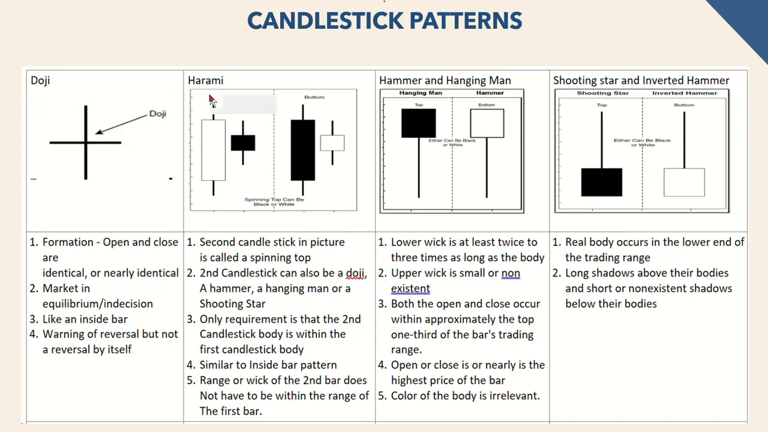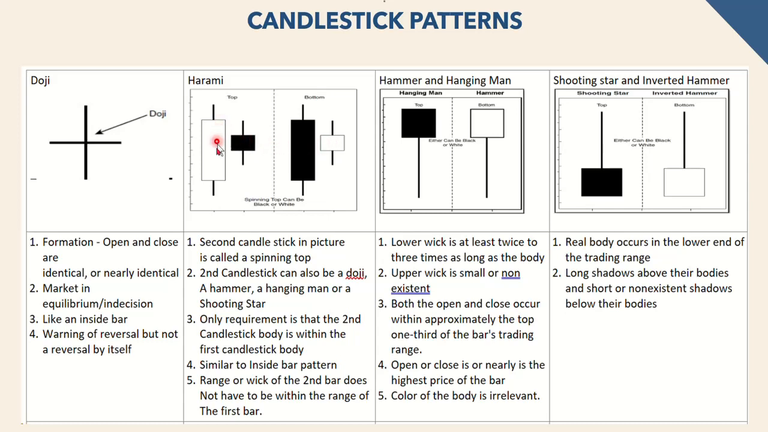Harami. What is harami? The harami formation is like this. This is the top harami formation and this is the bottom harami formation. The second candlestick in this pattern is called a spinning top. The second candlestick can also be a doji, hammer, hanging man or shooting star. We'll be discussing those shortly. The only requirement is that the second candle body is within the first candle body.